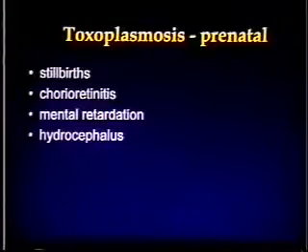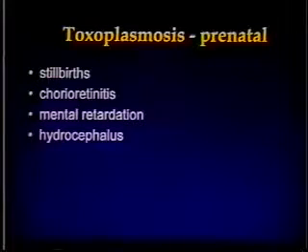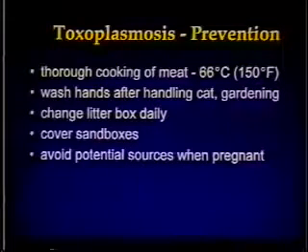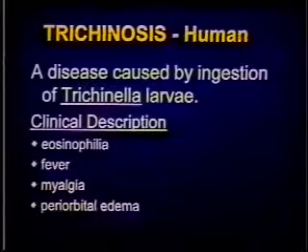The prenatal infections in humans may result in stillbirths, in retinitis, hydrocephalus, and is a very serious disease in those humans. Prevention then would be the proper handling of the meat, cooking, and again particularly aimed toward the litter box or the way that one associates with possible infected cats.